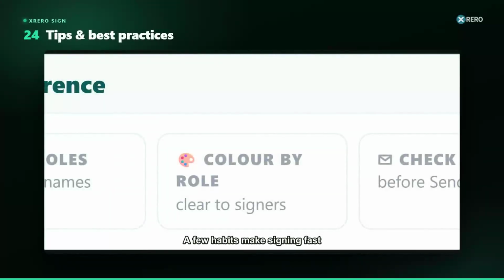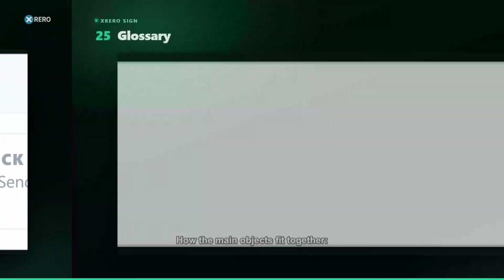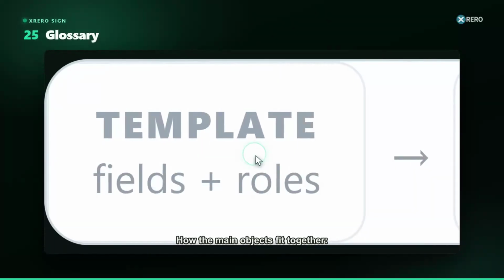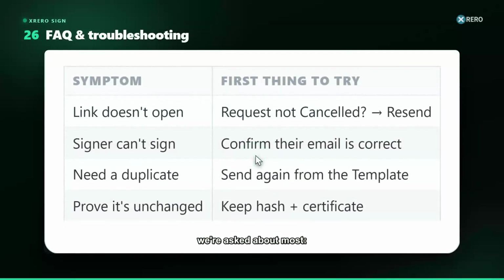A few habits make signing fast and dispute-proof. The card below is a quick reference. The points beneath explain each one. How the main objects fit together. A template carries fields assigned to roles. A request maps roles to real signers, who sign in the portal, producing a completed document with an integrity hash and a certificate. The quickest fixes for the issues we're asked about most.